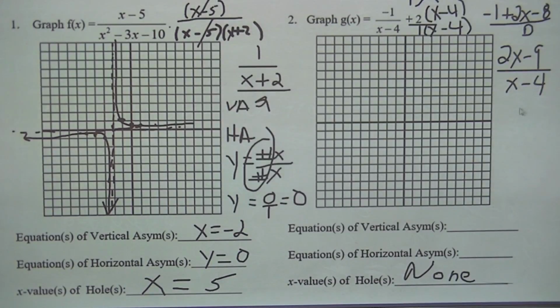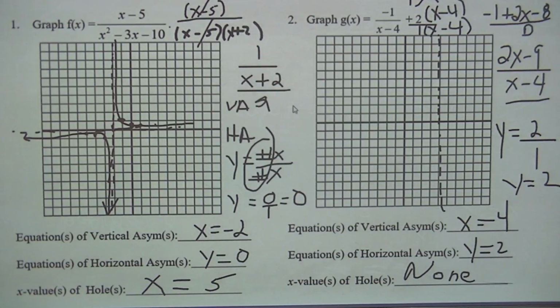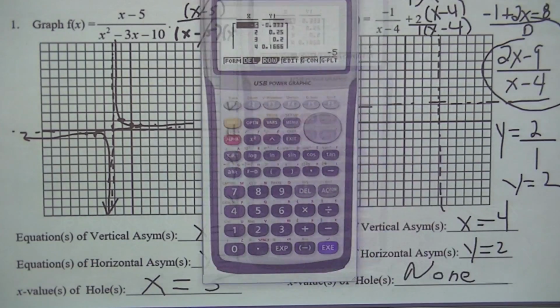The solution of that denominator is x equals 4. So 1, 2, 3, 4. That's the vertical asymptote. For the horizontal one, the number in front of x in the top is 2 and the bottom is 1, so it's going to be y equals 2. That would be here. So once again, I'm going to graph that right there.